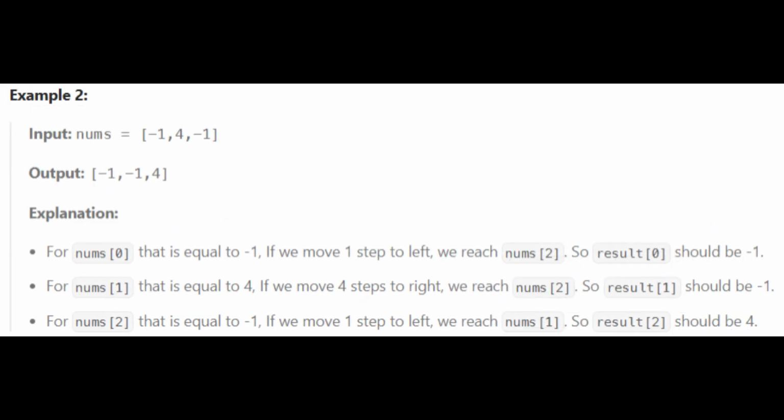Example 2. Input array is -1 4 -1. Indexes are 0 1 2. Now let us process each element. At index 0 the value is -1. Since it is negative we move 1 step to the left. From index 0 we wrap around and reach index 2. At index 2 the value is -1. So result at index 0 becomes -1.